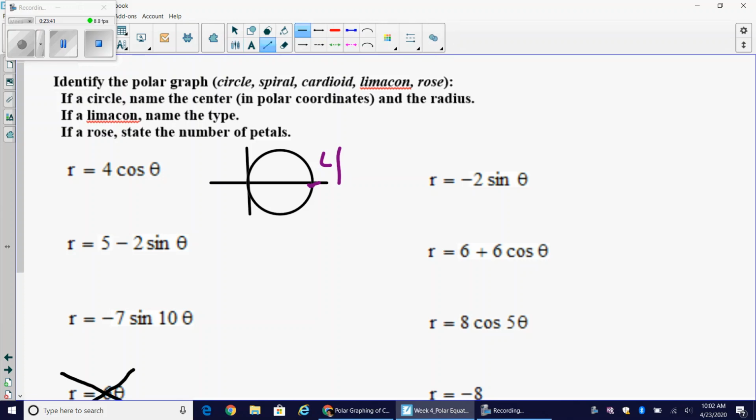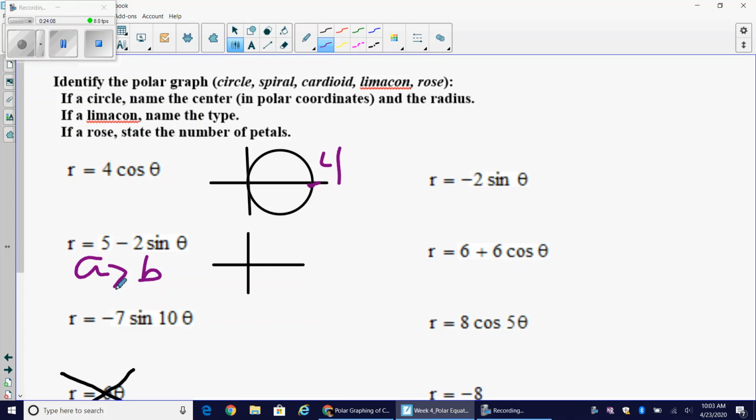You have 5 minus 2 sine of theta. Okay, now I have a constant. I'm going to label this my A and my B value. So 5 is A. My B value is going to be the 2. I'm going to deal with the negative with the fact that this is going to open down. So I've got to compare A and B. A is greater than B.